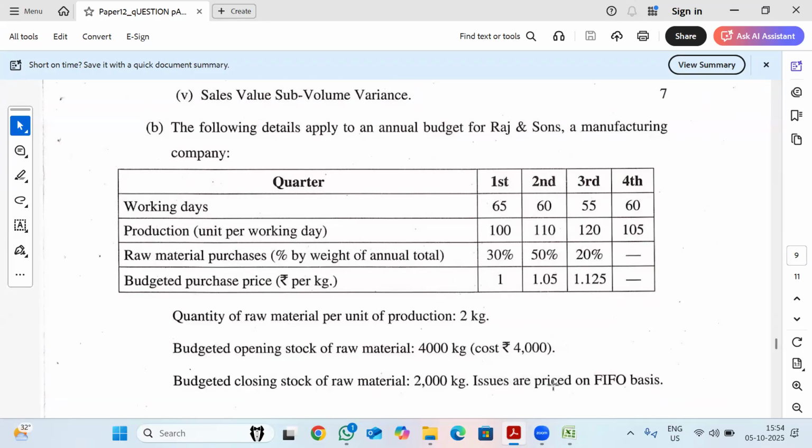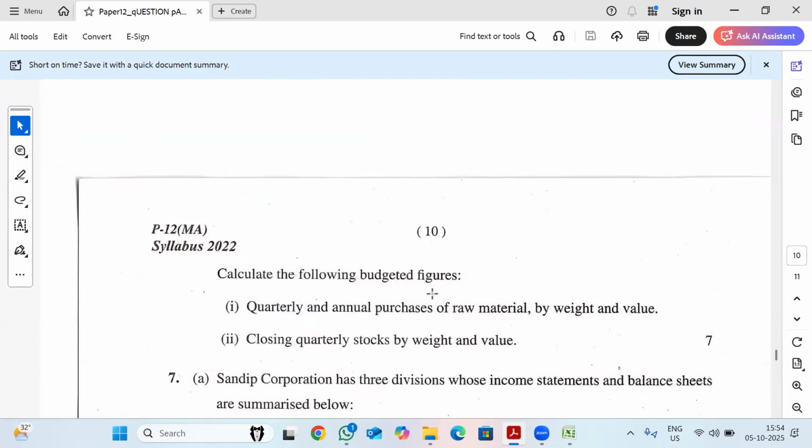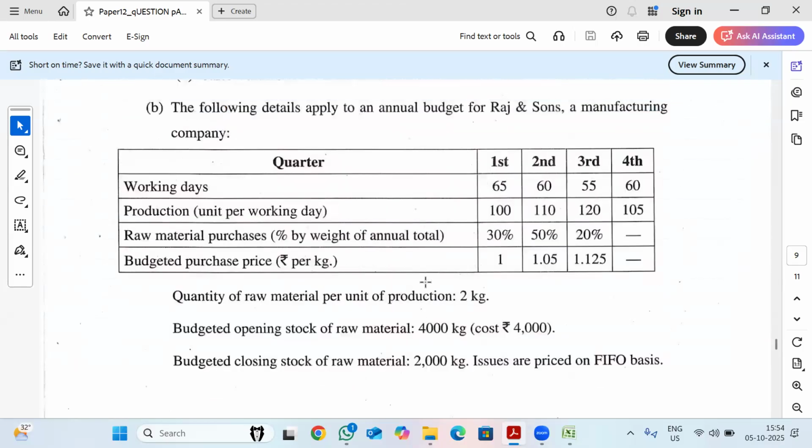So now, actually, the same similar kind of problems you will be studying in your cost accounting as well. So this is an easy problem. First, we need to calculate the following budgeted figures: quarterly and annual purchase of raw material by weight and value. We need to calculate what is the quarterly purchase and what will be the annual purchase, quantity as well as value. Closing quarterly stocks by weight and value. So this is a material budget related problem, right? Purchase budget, everything you have.